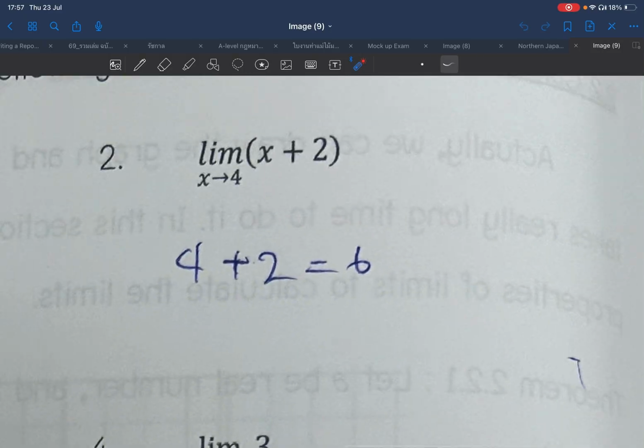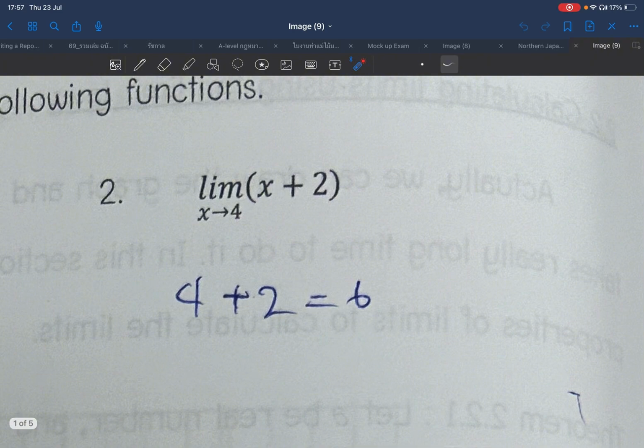So next question. So this is also simple. We substitute x equals 4 directly into the function, and so we will get 4 plus 2, which gives us 6.